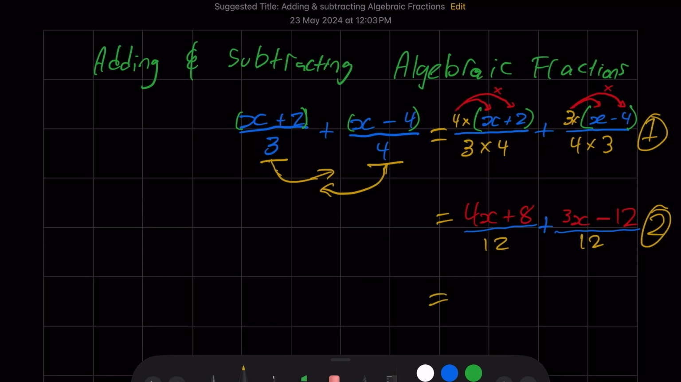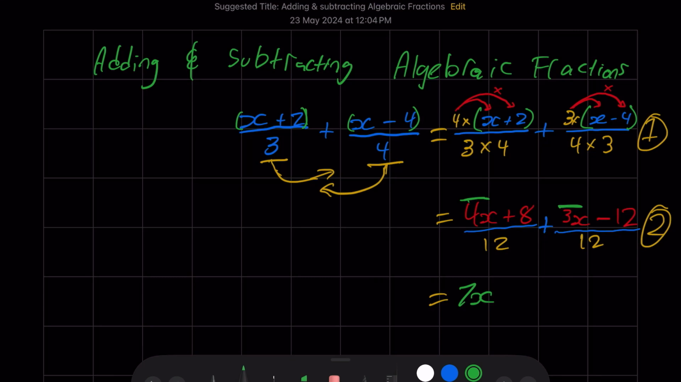Step 3. Now we have the same denominator. We can actually do something with our addition. For example, we have got 4x here, and we have got 3x here. So we can go 4x plus 3x, and that will give us 7x. 4 plus 3 is 7. So 4x plus 3x is 7x.